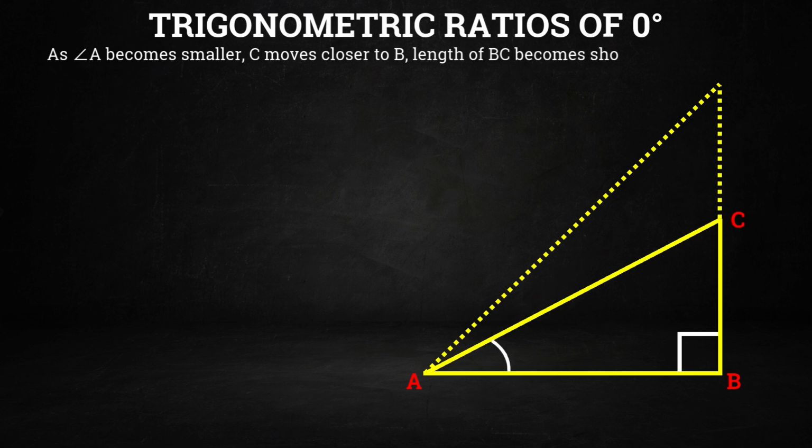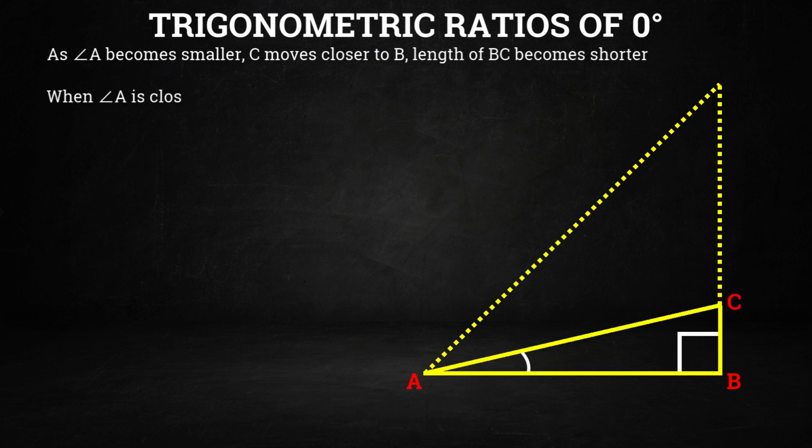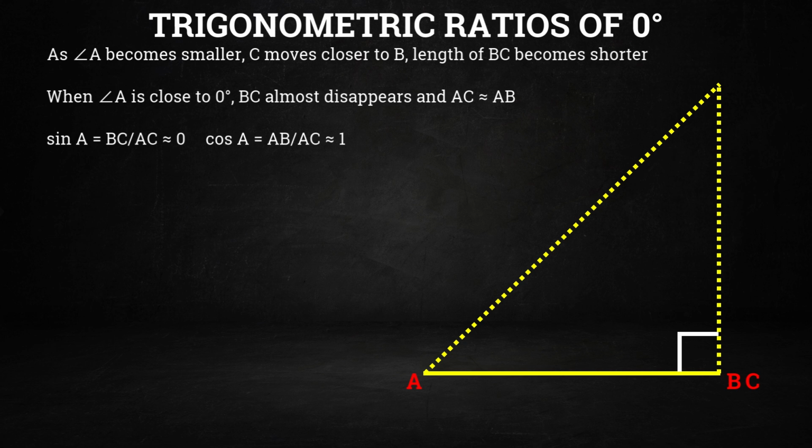The side BC, which is opposite to angle A, becomes shorter. Eventually, when angle A gets very close to 0 degree, side BC almost disappears and side AC becomes almost equal to AB. So when angle A is almost 0 degree, sine A, which is BC by AC becomes almost 0, and cos A, which is AB by AC becomes almost 1. And that is why we define sine 0 degree equal to 0 and cos 0 degree equal to 1.